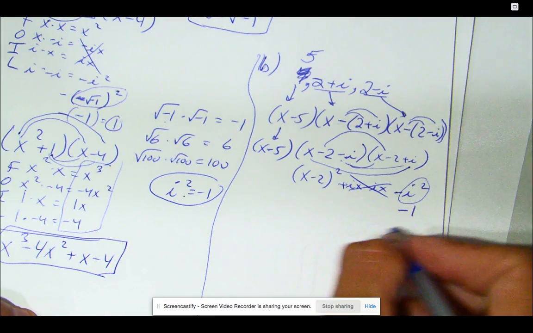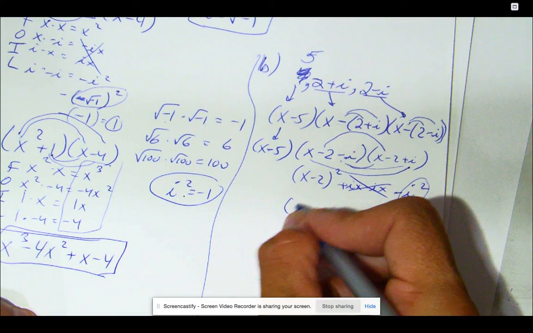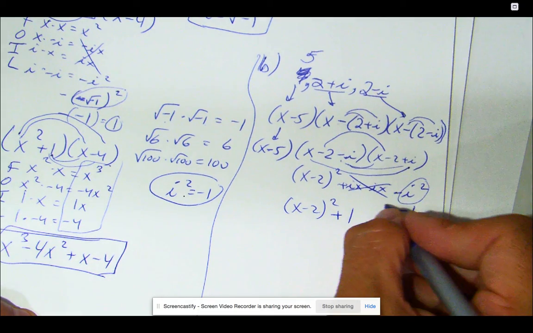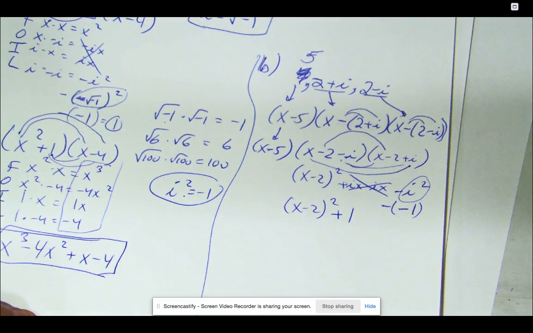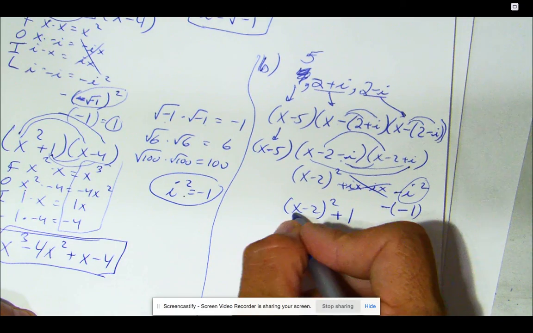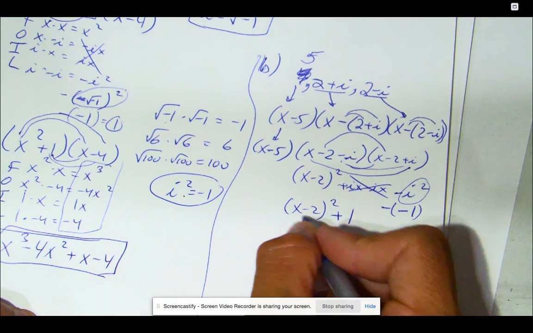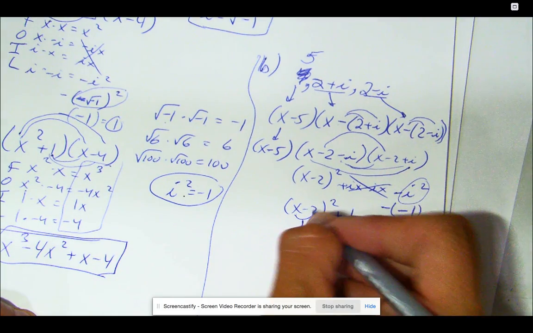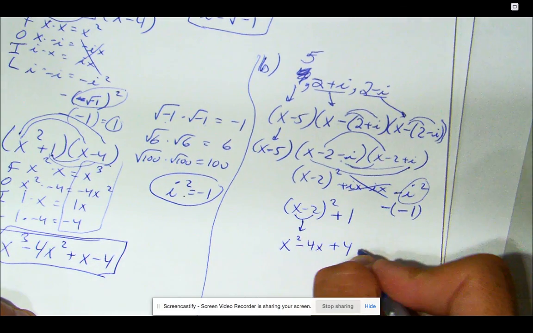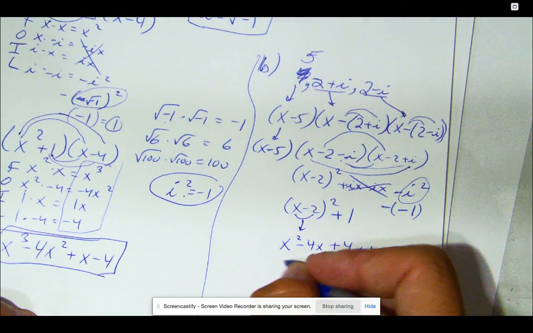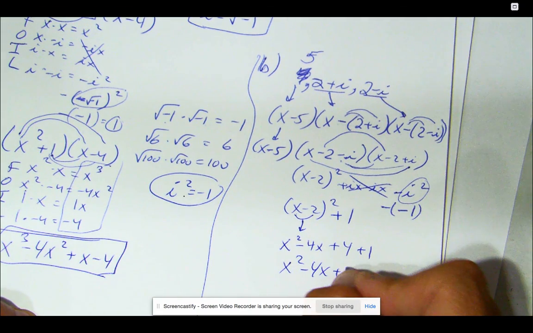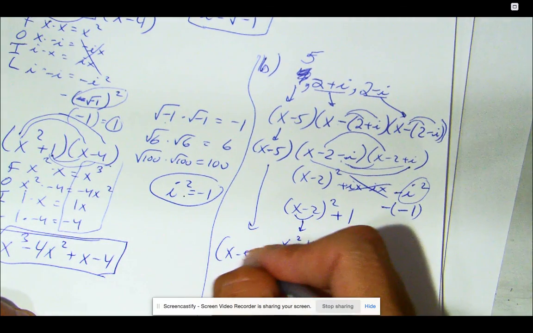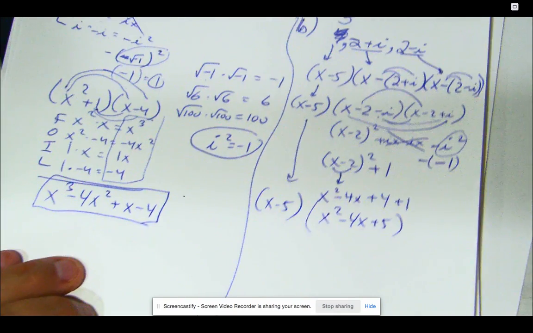So now this one, when you go to factor, is (x minus 2) squared and then plus 1, because it's the opposite of negative 1. Now we have to simplify this. This is x squared. You square the first term. You square the last term. You multiply these together and double it, and add 1 to it. We have that times the x minus 5.